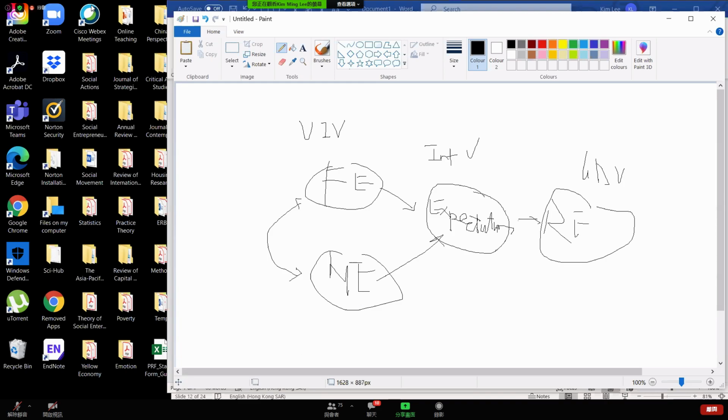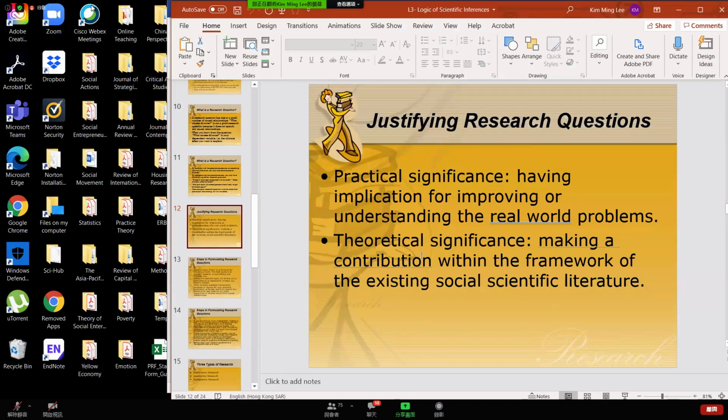Okay, so this is how you do it. For one thing, you can easily find out some practical significance of your research. And the second one is more difficult and sometimes not necessary, especially for policy study. So this is for theoretical significance. You try to fill some knowledge gap. Okay, so this is how you justify your research.